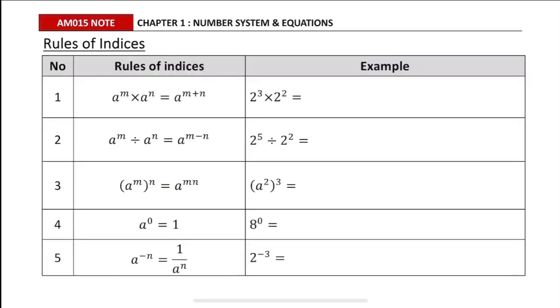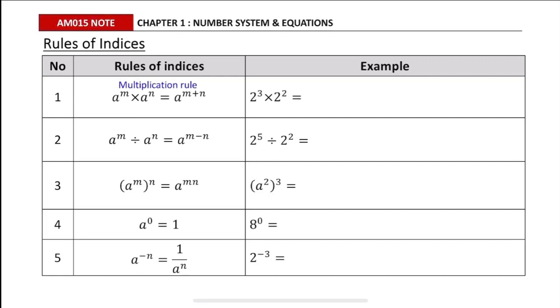It is important to know the rules of indices before we go further. The rules of indices are often used to simplify expressions and to solve equations involving indices. The first rule is the multiplication rule. If there are two terms that have the same base and are to be multiplied together, their indices are added.